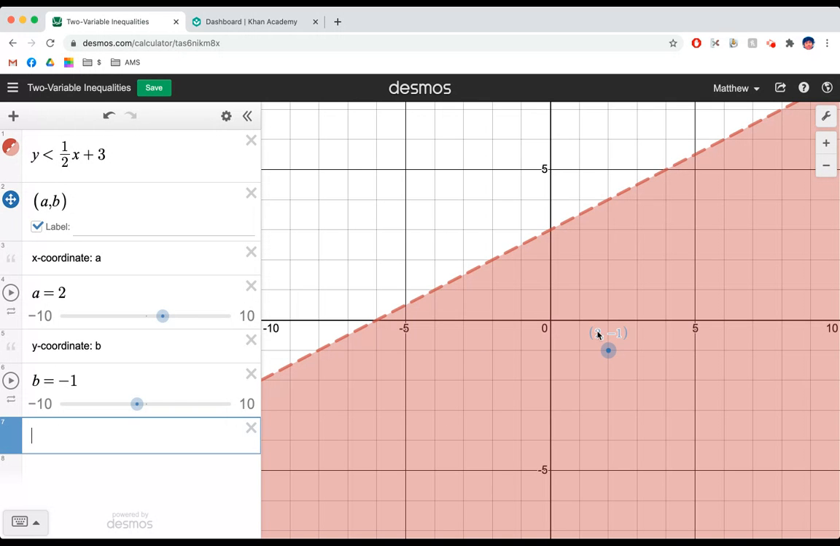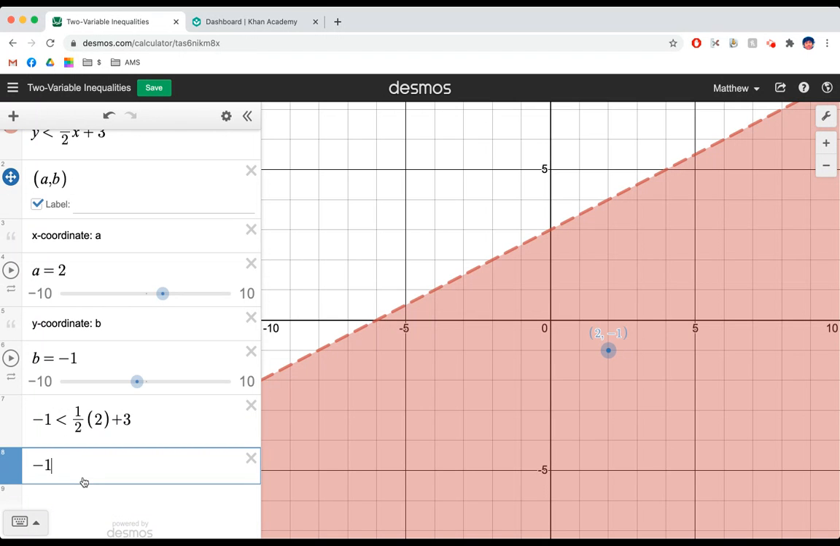I'm going to test this specific point, and we're just going to substitute it into the inequality where the x and y variables are, right? So if my y value is -1, I'm going to plug that into the y value. And then it's going to be 1 half times my x value, which in this case is 2, plus 3. So you can do some mental math, but you should be able to see that this actually holds true.